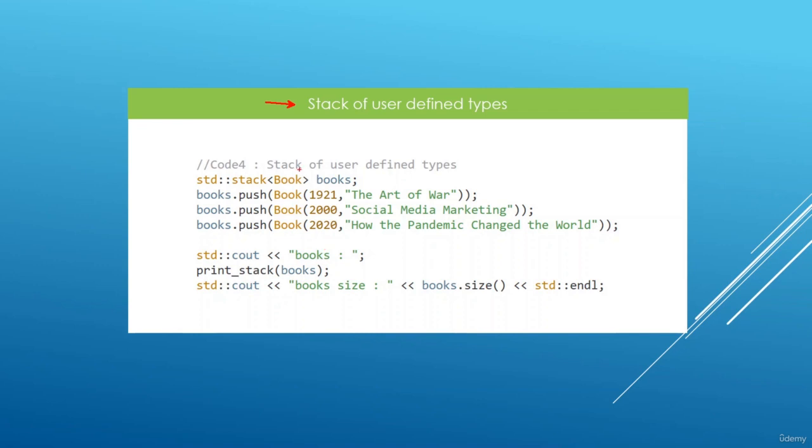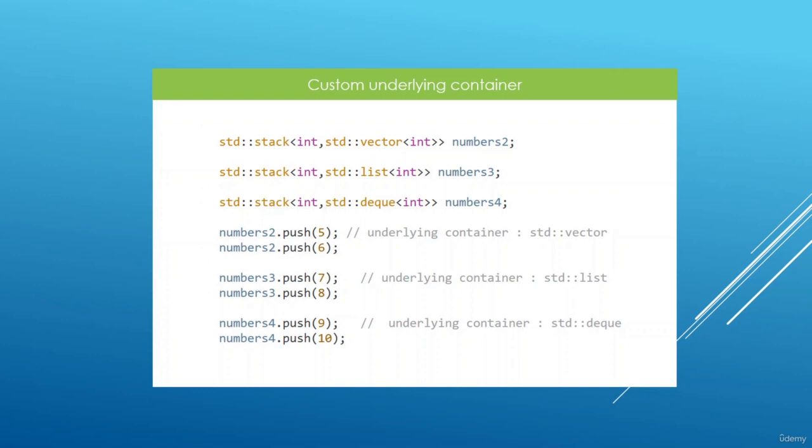So here we have a stack of books, and we can put the data in. And if we print our stack of books, we're going to see that the data is going to show up. Nothing special here, really. And one last thing I want you to see is that it is possible to specify which underlying sequence container to use as the foundation for your stack object. And we pass this as a second parameter to our statement to create a stack object.